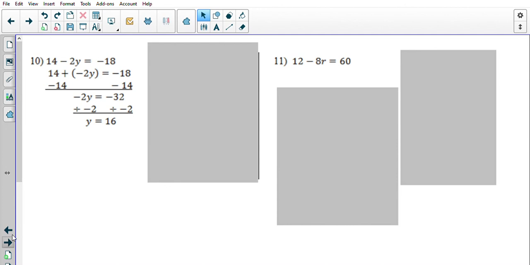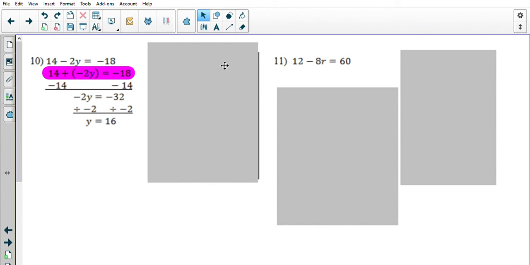Number 10 is also done for you. Number 11 is very similar. So in number 10, the variable comes after subtraction again. This time there is a number besides 1 in front of the variable. It's 2, in fact, a negative 2 once we add the opposite. So I do highly suggest you start off, and I'm going to highlight this in purple, by rewriting this as 14 plus negative 2y equals negative 18. Why? Because the variable comes after subtraction.